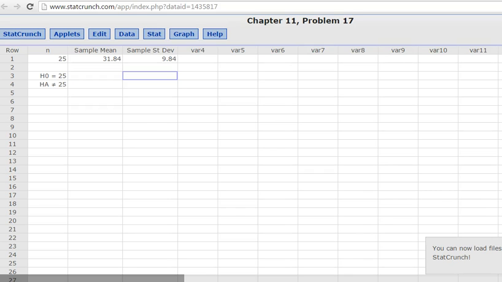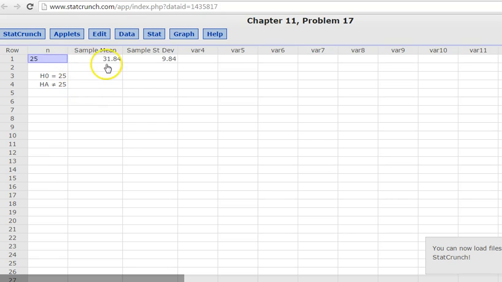So here we are, we're in Chapter 11, Problem 17. We learn that a store owner wants to know if the mean age of all customers is 25 years old. We have a null hypothesis that the mean age of all customers is equal to 25, and an alternative hypothesis that the mean age of all customers is not 25 years old. This is a two-sided test.